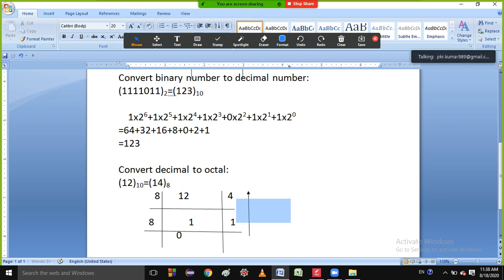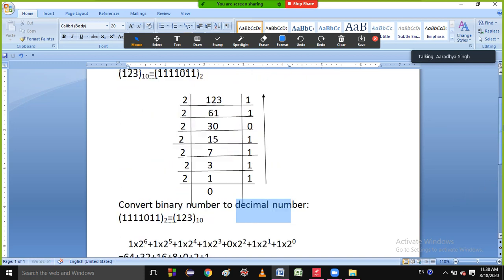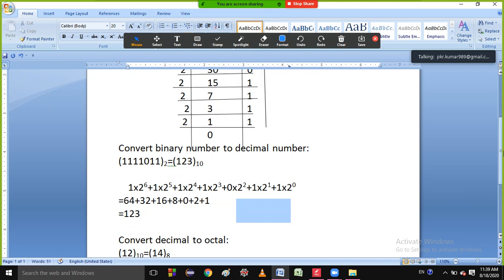Very nice, students. So I think you students can do the solution if I give some questions. So students, your today's homework: you will do some questions from your book on conversion of decimal to binary, binary to decimal, and decimal to octal. Clear? Not now, at your home.